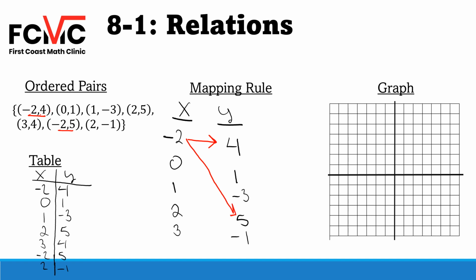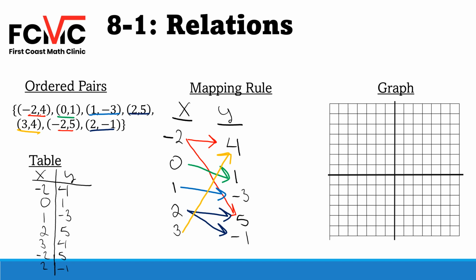And then 0. Right here we've got 0 to 1. And then 1, x is 1, right here, so we've got 1 to negative 3. And then we've got 2 right here and here. So we've got 2 to 5 and 2 to negative 1. And the last one, 3 to 4. We drew in our arrow, so we've got our mapping rule there.